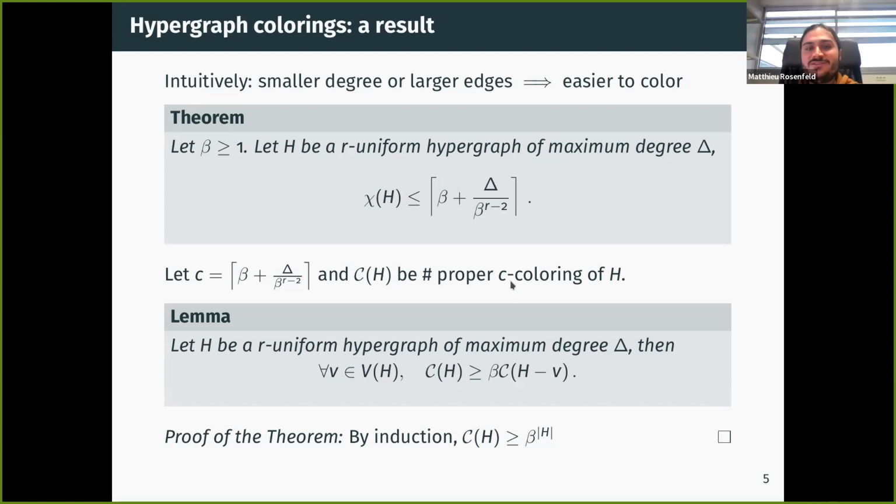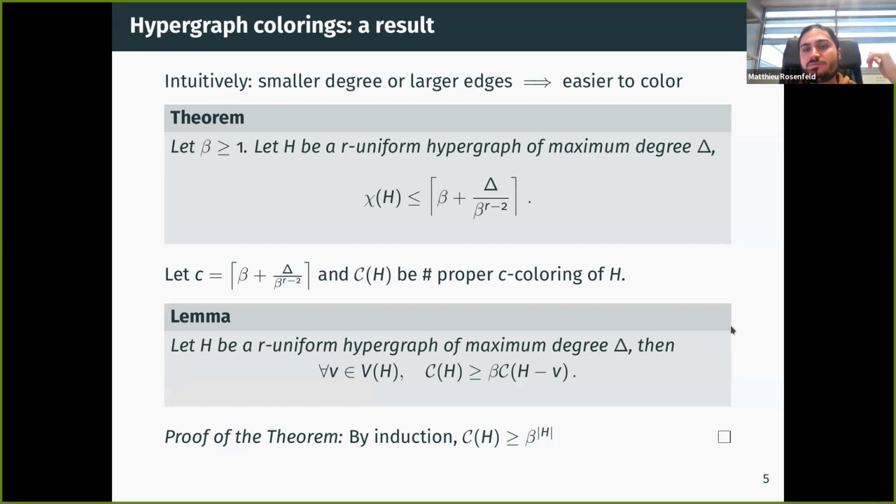I've had this remark already in some previous talk. So I have a number of colors which depends on beta and delta, and I want to prove that there are many such colorings. Good. So what I'm going to do in the next slide is prove this.